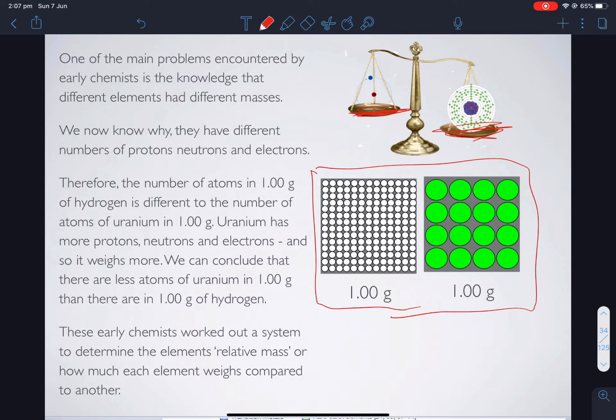So what happened then, early chemists worked this out, and what they did is they tried to formulate and calculate relative masses, okay? So the mass relative to another. They compared the masses between two without knowing the exact mass, but they could tell that the mass of this atom was a certain times the mass of another one, okay?